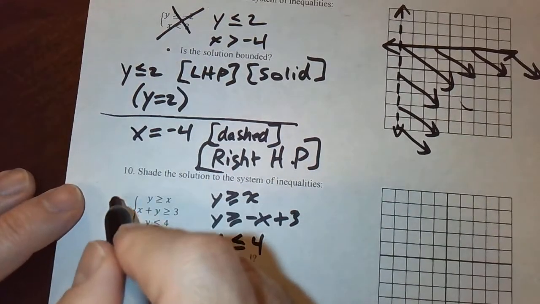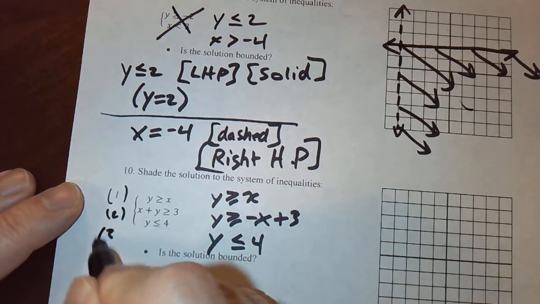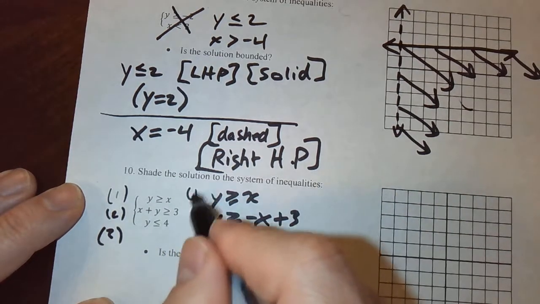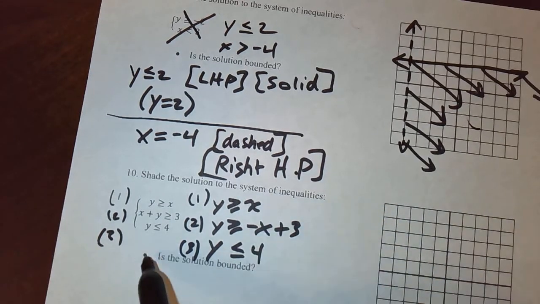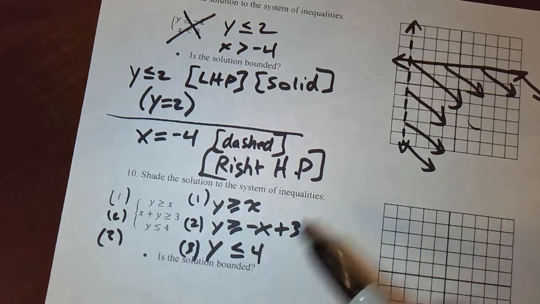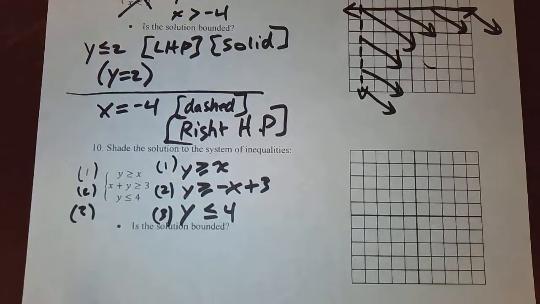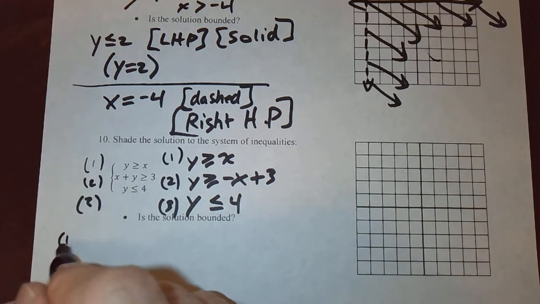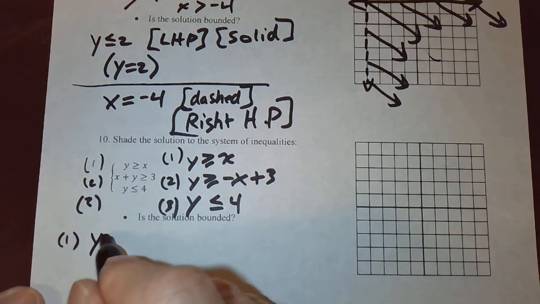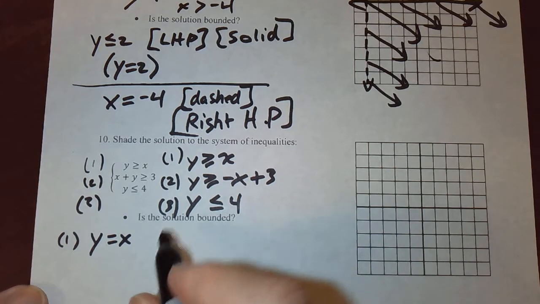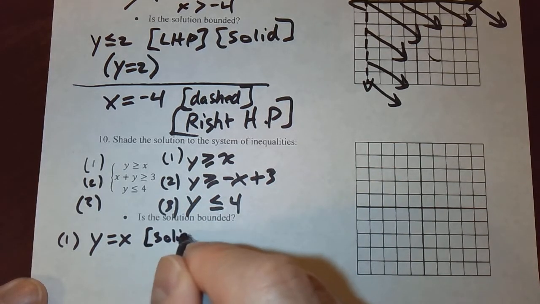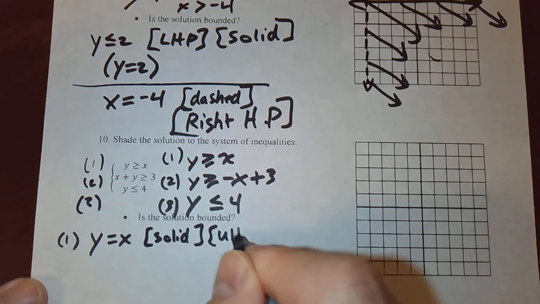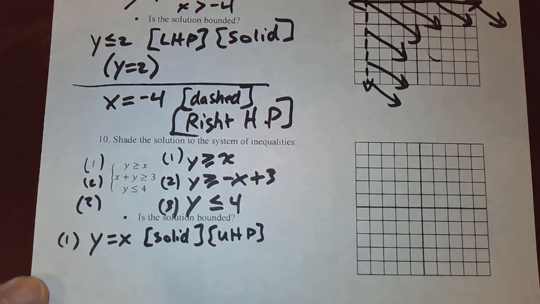So if this is 1, 2, and 3, we now have 1, 2, and 3. 1 and 3 are identical to this. Number 2, these two are equivalent. They have the same graphs, same solution sets. All right, so for the first one, the line would be y equals x with a solid line and an upper half plane, because it's greater than or equal.